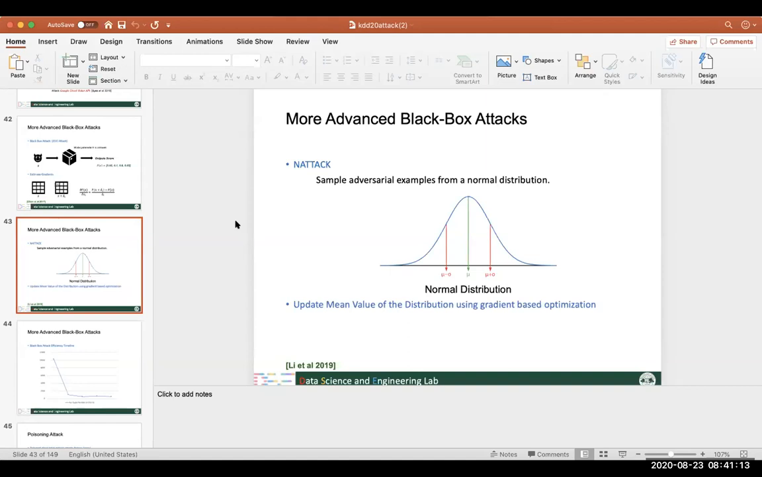Oh, yes, the process is initialized from one point around the original data point. This is the initialization of the mean value of this normal distribution. Then you draw some samples from this distribution, and you keep querying the model and you get the loss. Then you do gradient-based optimization to update this mean value. Finally, you get a normal distribution where the samples you draw from it are likely to be adversarial. Does this process make sense to you?